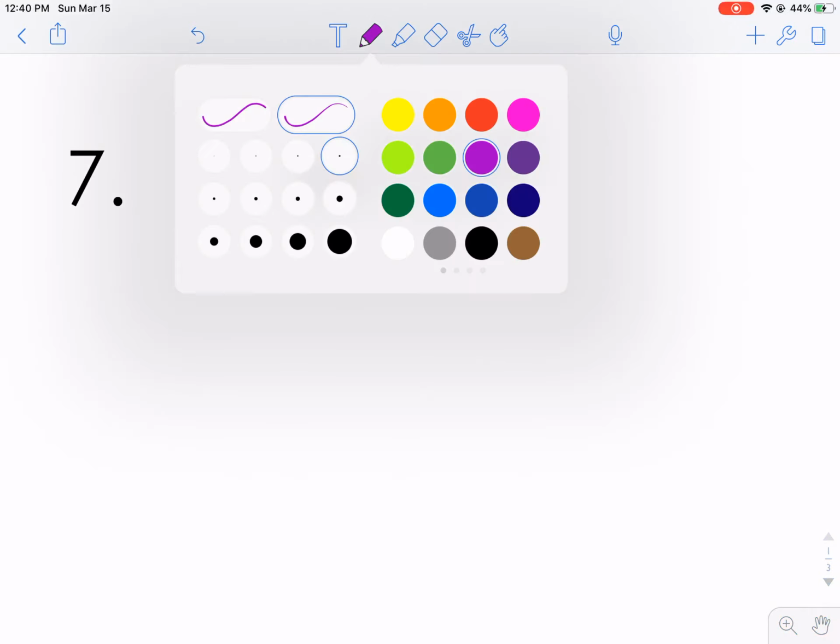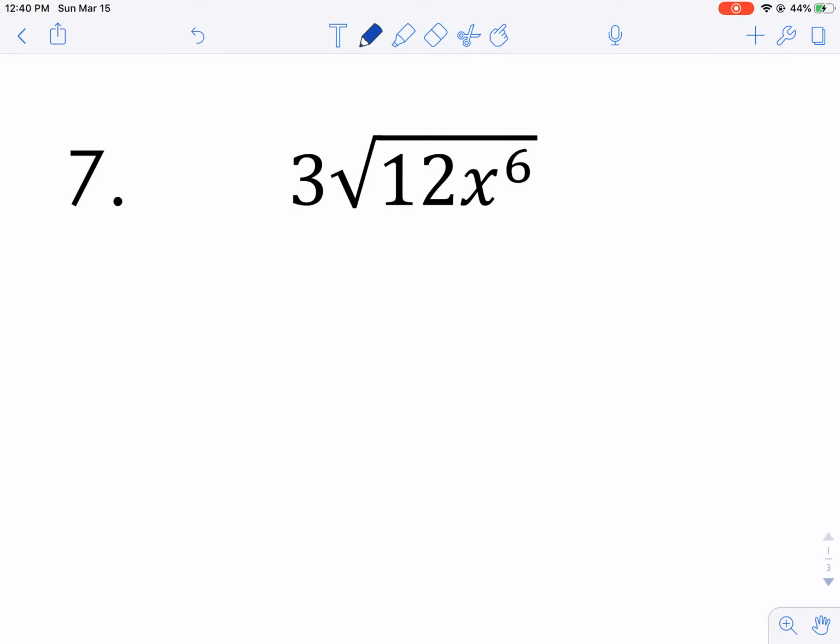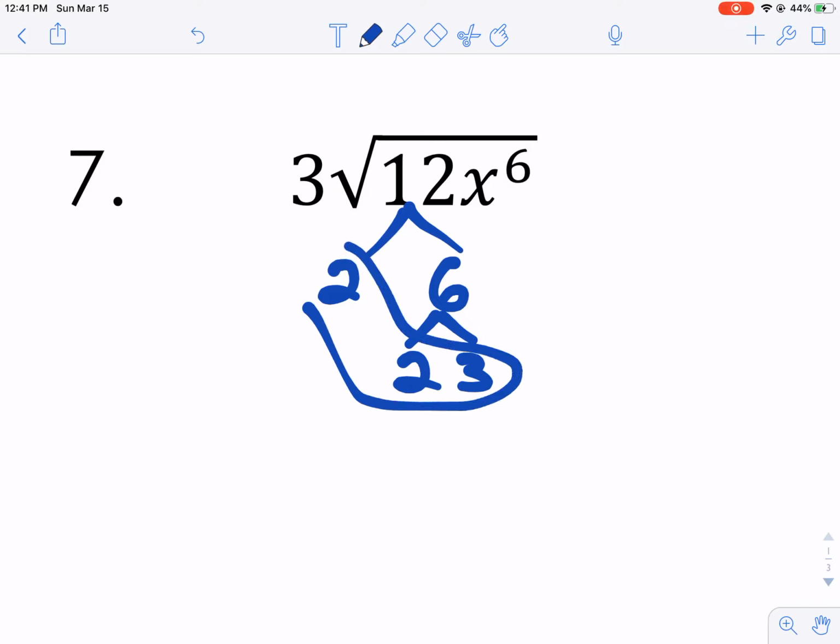Okay, example 7. We already have that number on the outside, so don't forget about them. Simplifying the 12. 2 goes in, 2 times 6. 6 is 2 times 3. Make our little hockey stick.